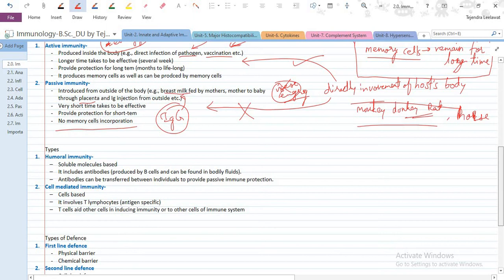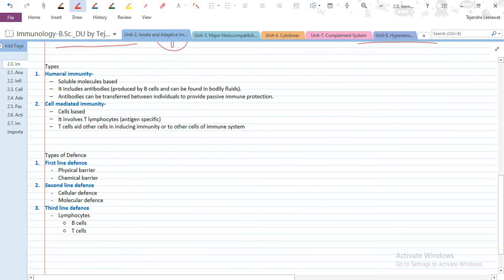Now coming to another type of immunity, which is based on the type of molecules or cells involved.